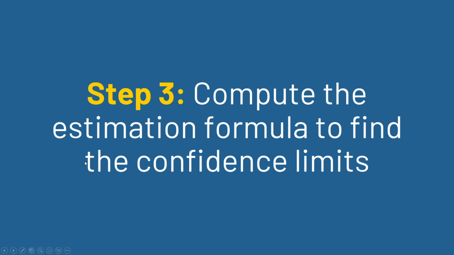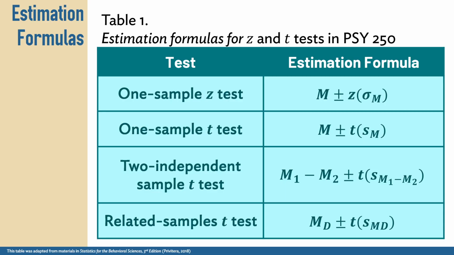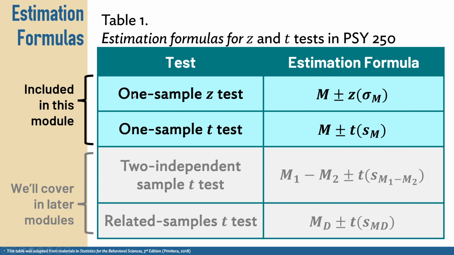Okay, so that's that background information. I promise we're almost there. So step 3, computing the estimation formula to find the confidence limits. Here are the estimation formulas for you. Again, big scary things that you're not familiar with, like what is a 2 independent sample t-test? That's scary. Well, don't worry, we're not going to cover that in this one. In this module, we're focused on these two.